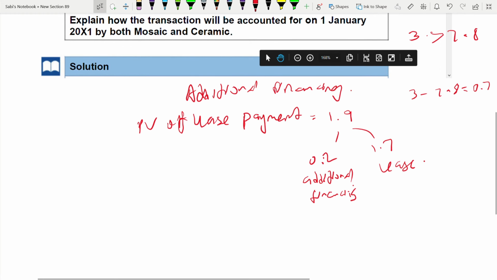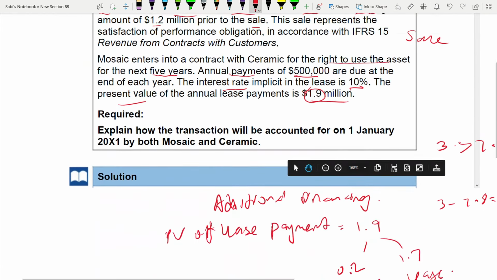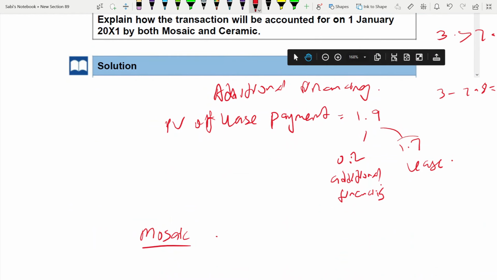Now let's do Mosaic. How will he treat this? It's the same as the previous question. Everything is same. Remove the carrying amount of machinery. Recognize right of use asset according to the proportion of the previous carrying amount. So let's do that. 1.7 is only for lease. So now we are not taking 1.9. No, we are taking 1.7.